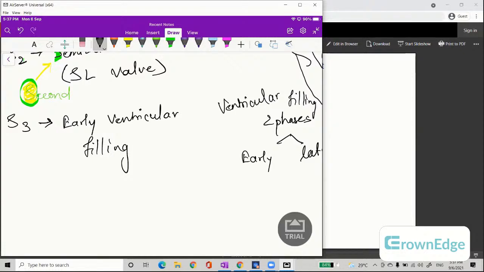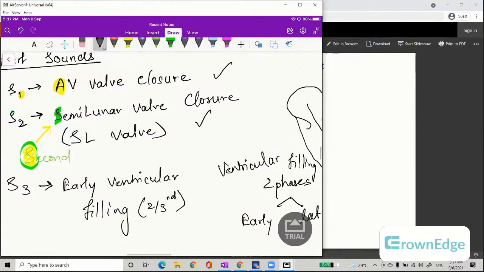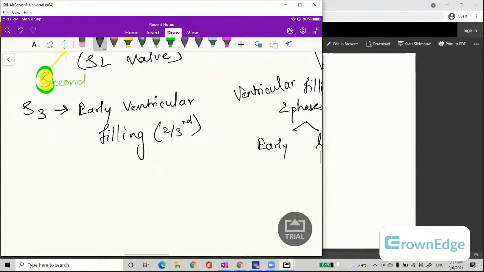Early ventricular filling is going on, right? And this will be your 2/3 filling. This will be very, very rapid filling. We cannot hear these sounds normally, remember. Only S1 and S2 will be heard physiologically. S3 is abnormal except in pregnancy.